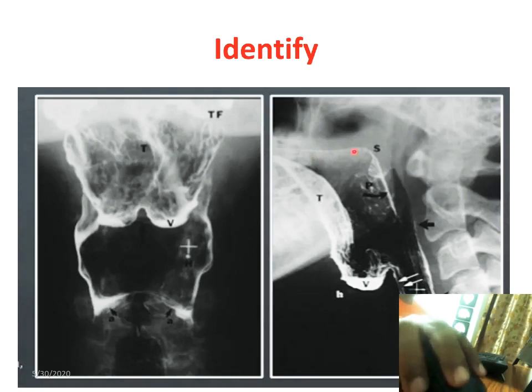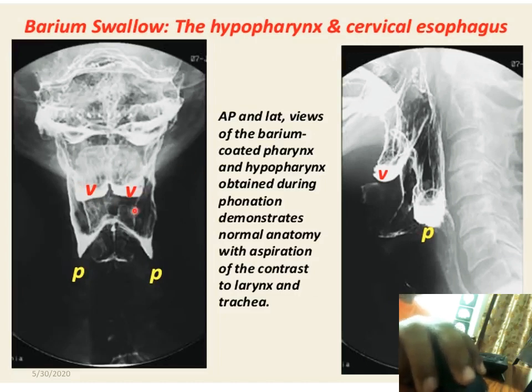hypopharyngeal wall, this is the soft palate, and this is the laryngeal part. You can see here there is some aspiration, and you can see the laryngeal structures also. Here you can see this is the vallecula, this is the piriform fossa, and there is aspiration to some laryngeal structures, the larynx.